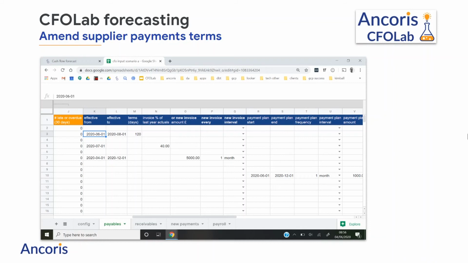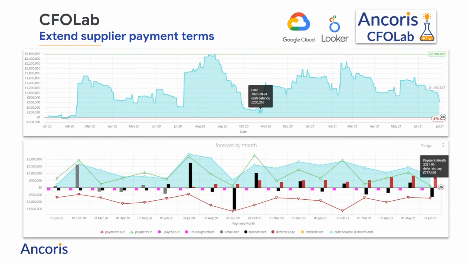The exact same support is available for receivables. Perhaps we're extending favorable terms to our customers. Of course, these will impact cash flow on the downside. So we've extended our payment terms, and we can see that this has rescued our cash balance again in October. So if we look at the top graph now, you'll see that, again, we're above the line, we're in the black, so that's good. And if you remember, we were about 73K before, we're now at 230K. So extending those payment terms really has had a good impact on cash flow.